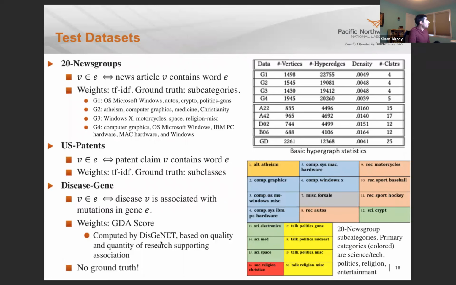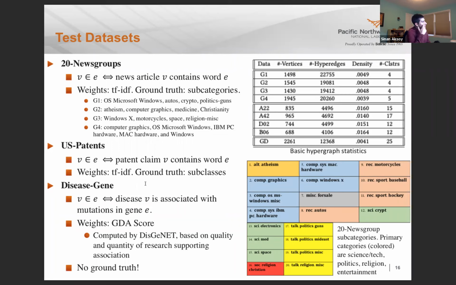So really quickly, what are the data sets that we looked at? We looked at three main data sets. One is a 20 user group data set. Here, the vertices are news articles, the hyperedges are words, and we use TF-IDF as our edge-dependent vertex weights. We also looked at a US patent data set where the vertices are patent claims, the hyperedges are words, and again, we use TF-IDF for weights. For both of these, we have some natural ground truth that comes with the data.